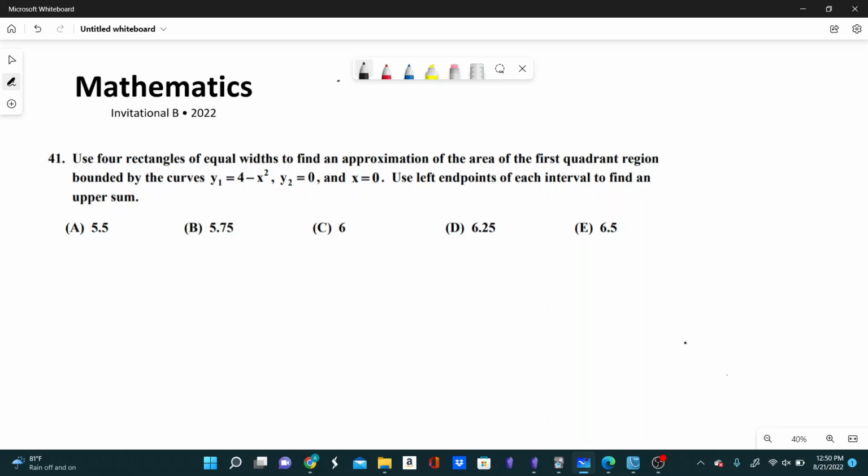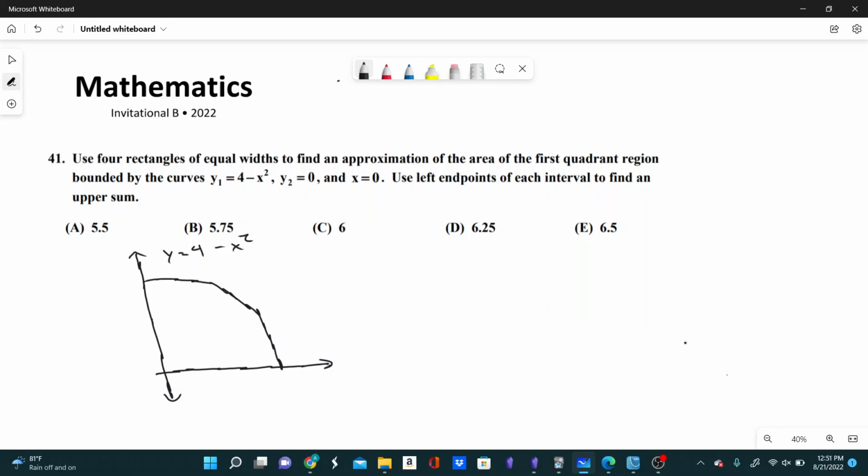So I'm going to draw kind of what this looks like. For example, y2 and x equals 0 are just going to be the bounds of the first quadrant. So that'll be x is 0, and this right here is y equals 0. So this is our first quadrant, and then our curve 4 minus x squared, it's going to be approximate, but I'm going to draw it something like this. And so this is the first quadrant portion of y equals 4 minus x squared.